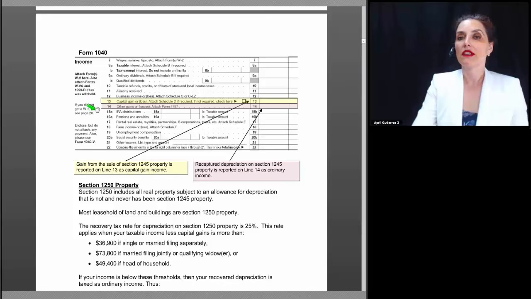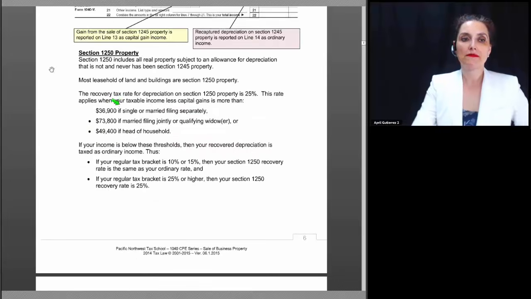And if you are dealing with a loss, the loss is reported always on line 14. Let's compare that to Section 1250 property. Section 1250 property includes all real property subject to an allowance for depreciation that is not and never has been Section 1245 property. Most leaseholds of land and buildings are Section 1250 property.